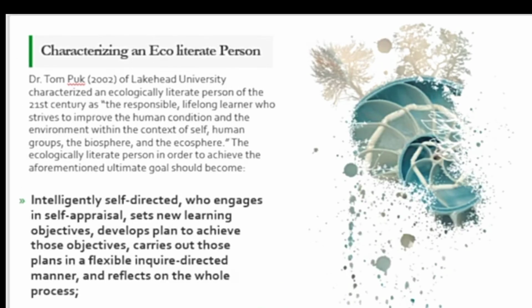Next is that intelligently self-directed. You must be self-directed. It's not just in making decisions. You have to be intelligent when you are taking actions, who engages in self-appraisal, sets new learning objectives, develops plans to achieve those objectives, carries out those plans in a flexible, inquiry-directed manner, and reflects on the whole process.